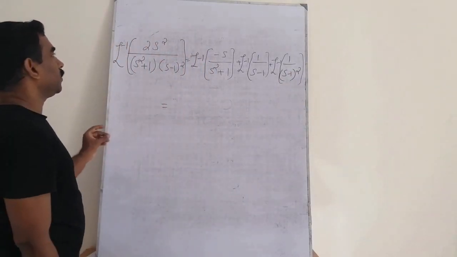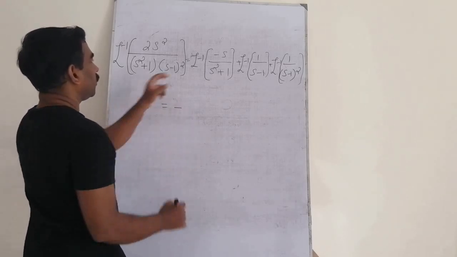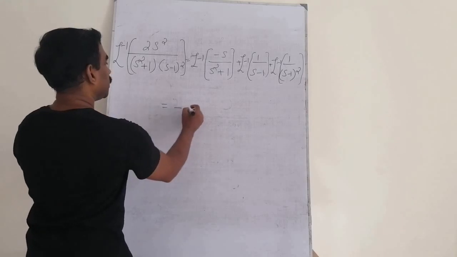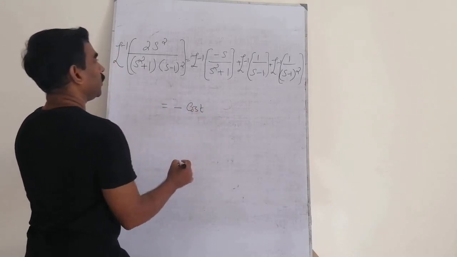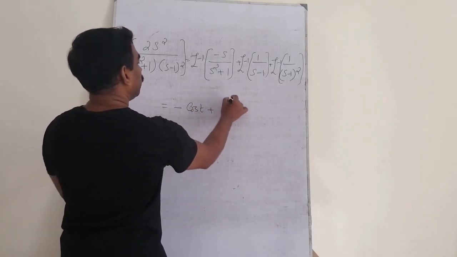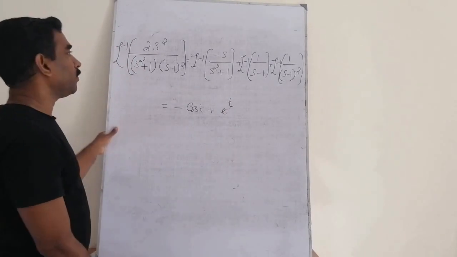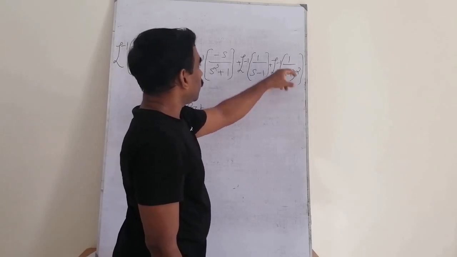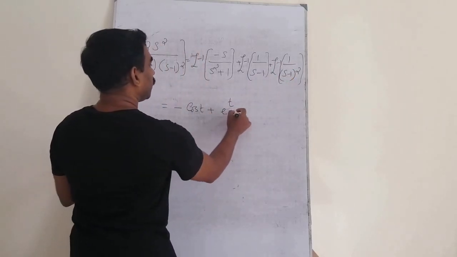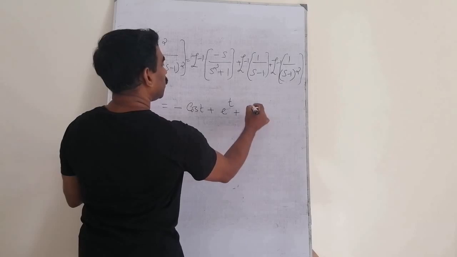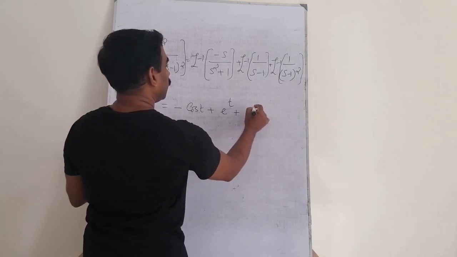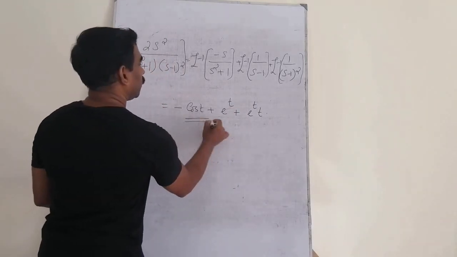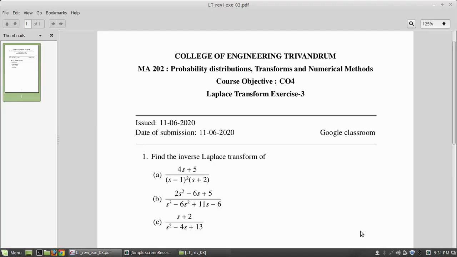Now applying the standard result, this is minus the inverse Laplace transform of s by (s² + a²) type. So this is cos at, that is cos t, plus this is our simple exponential function e^t, and this is a shifted function, that is 1 by (s − 1)². That means this is e^t times t. So this is the required answer.